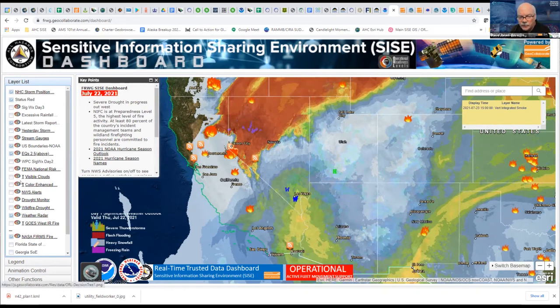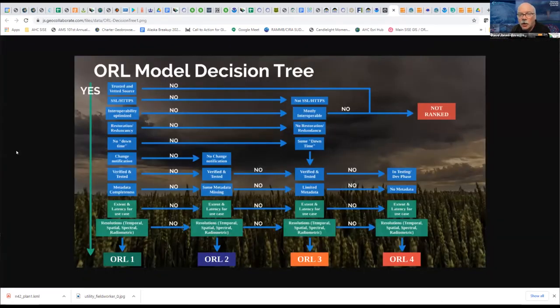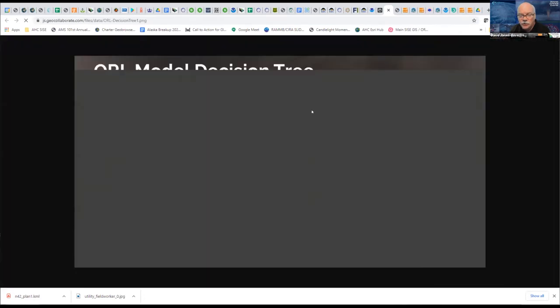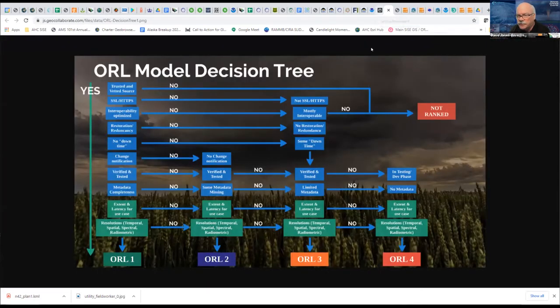So for example, if you click on any one of these, like earthquakes from USGS, it takes you to that ORL model decision tree so people can see exactly what goes into making it an ORL. And if you hover over it, the number one comes up. What this says is that the earthquake feed from USGS, which is updated every minute, has an ORL of one associated with it. If you want to know how that ORL is defined, you can click on it and see that decision tree.